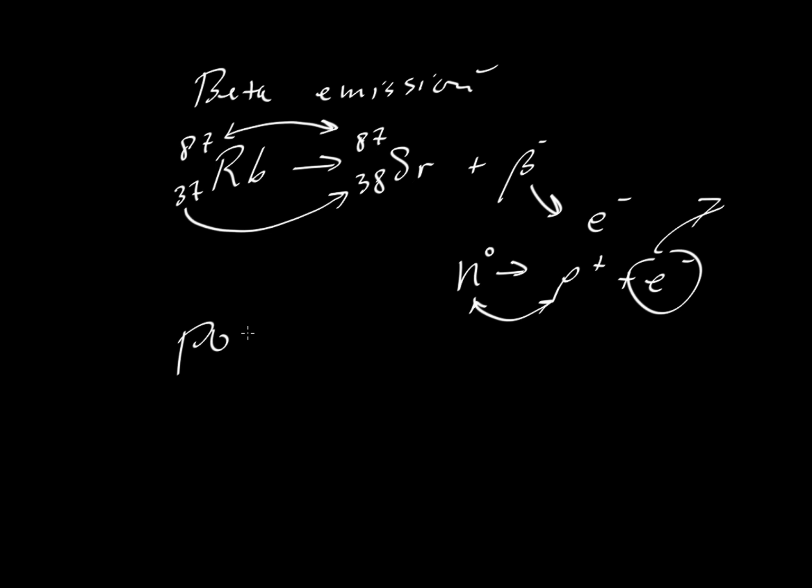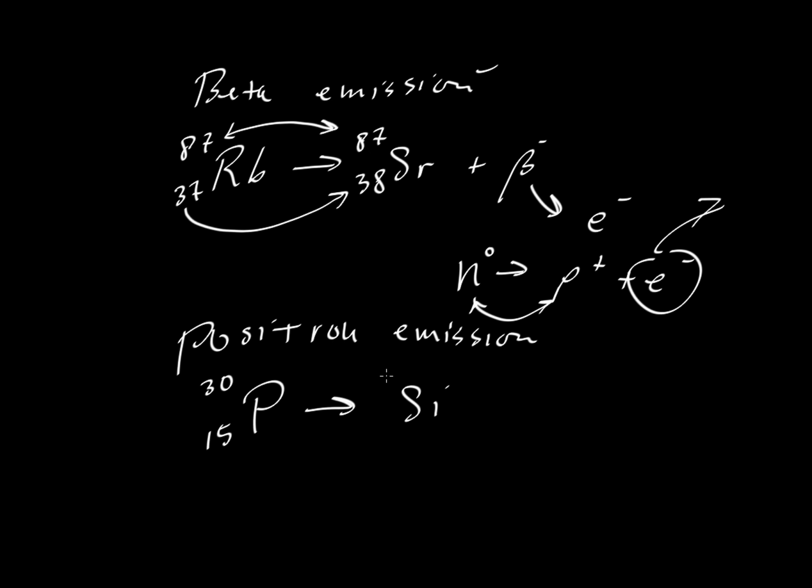Then we have positron emission. In positron emission, we can have phosphorus-30, atomic number 15, decay into silicon-30, which has an atomic number of 14. Notice this is the opposite here. For the case of beta emission, the atomic number went up. Here the atomic number is going down. And so we are releasing a beta particle that has a positive charge.